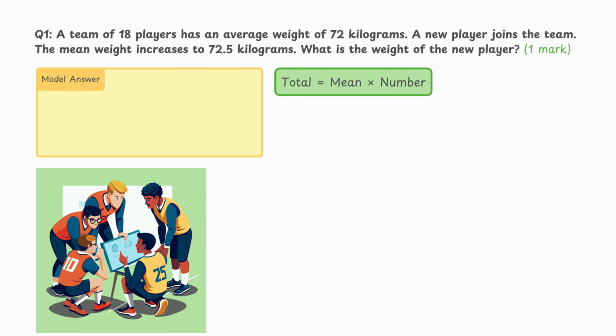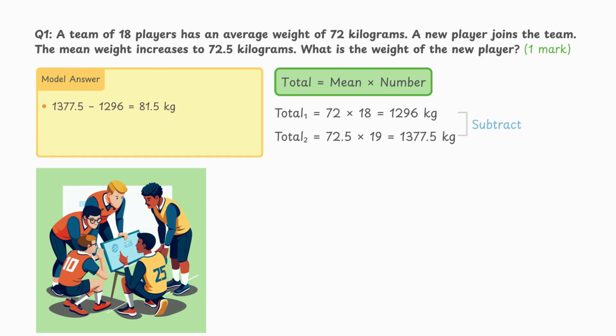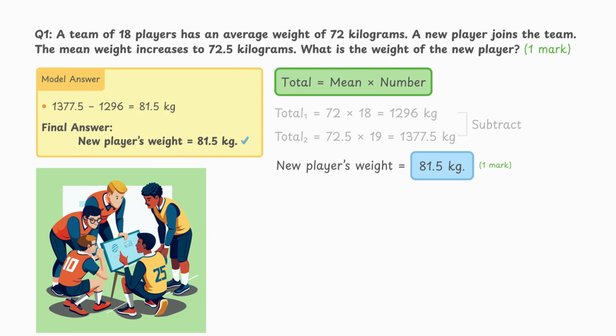Step 1, find the total before the new player. That is 72 multiplied by 18, which gives 1,296 kilograms. Step 2, find the new total with 19 players. 72.5 multiplied by 19 gives 1,377.5 kilograms. Step 3, subtract to find the new player's weight. 1,377.5 minus 1,296 equals 81.5 kilograms. So the new player weighs 81.5 kilograms.